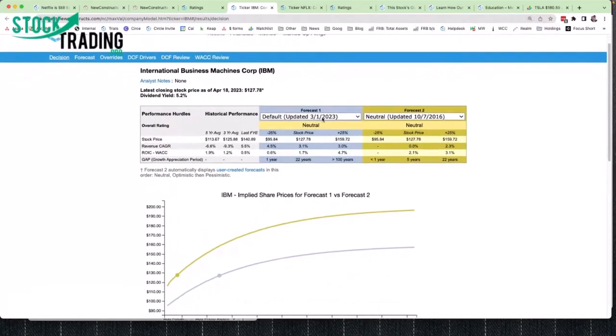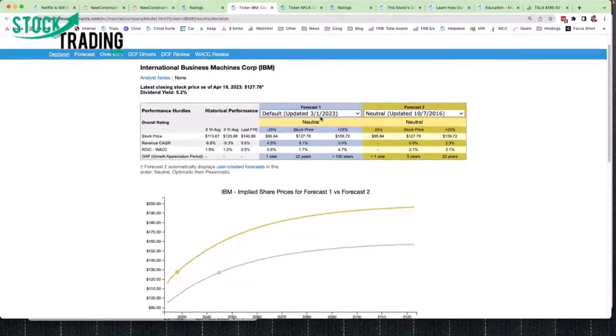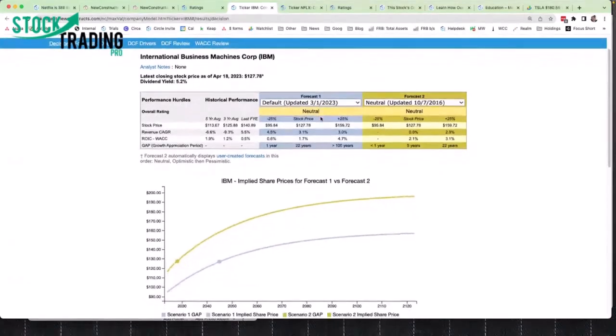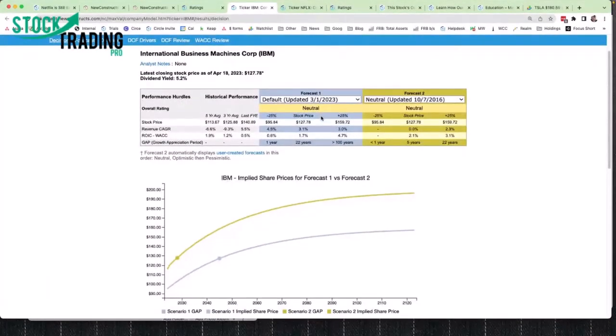You can see this was updated on March 1st, right? We got a new probably 10-K or 10-Q for those guys, and we updated the forecast. And this is 22 years. That's this blue line. That's how many years it takes for the model to generate a price equal to, but still less than, the current stock price. You can see 127.1 right there, and then you can see the current stock price is 127.78. So that's when the system says, oh, okay, the market implied growth appreciation period is 22 years. And so I've got another scenario here, neutral.